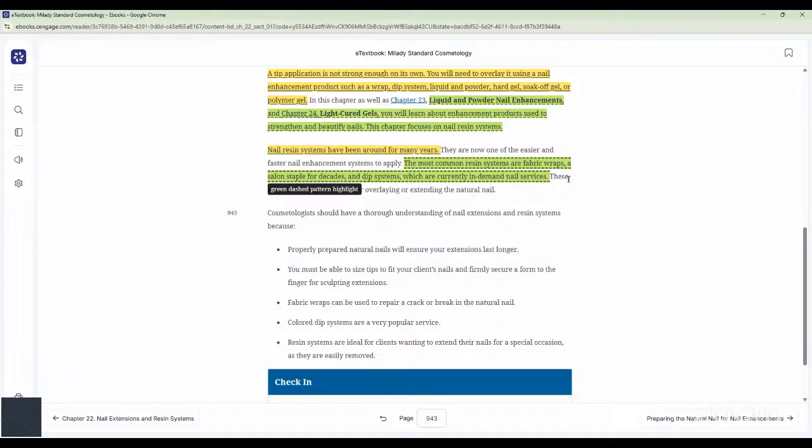So many individuals feel like it is healthier because you're using a resin, an adhesive. And of course, acetone breaks it down. So it's an easy soak off.